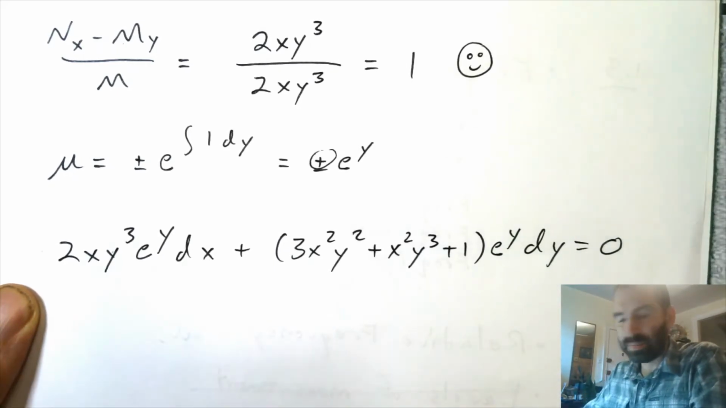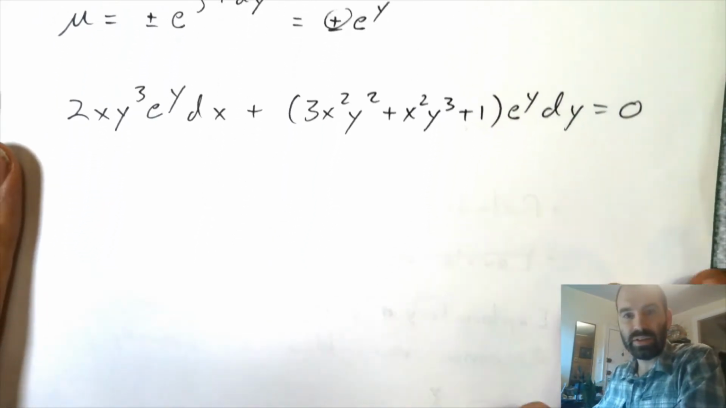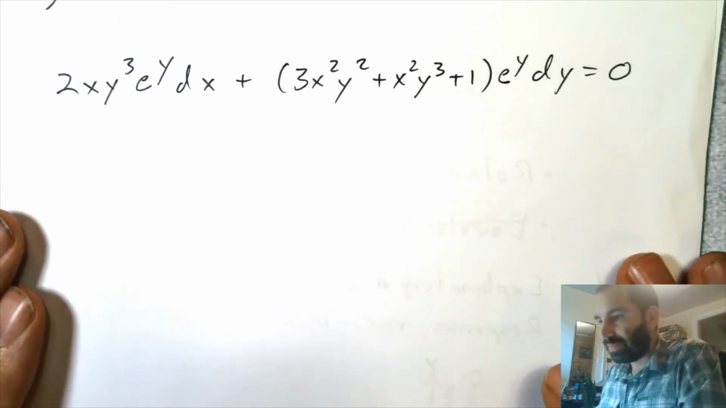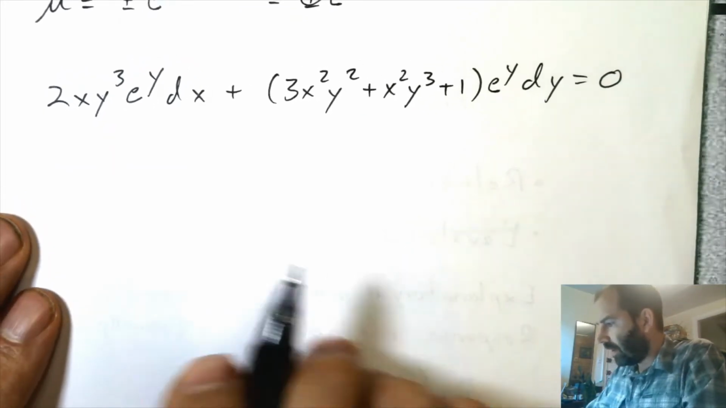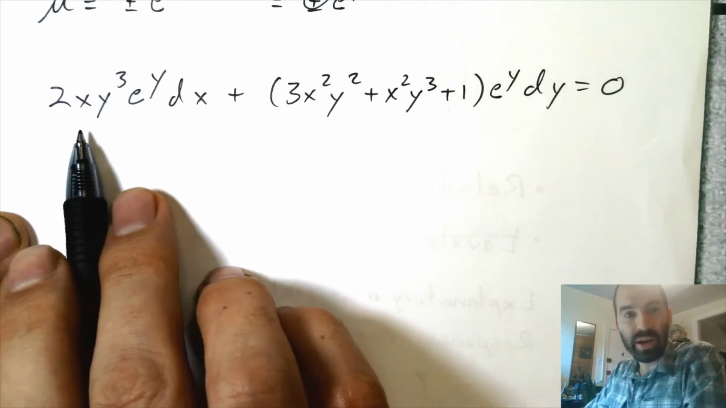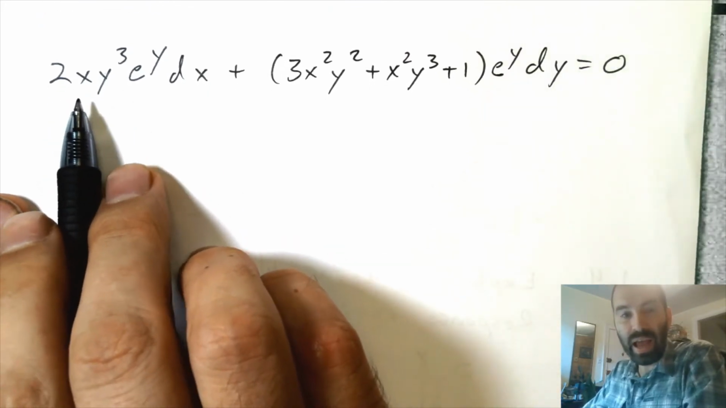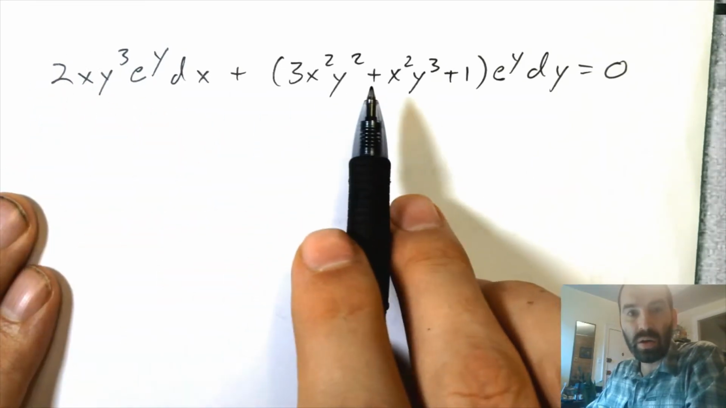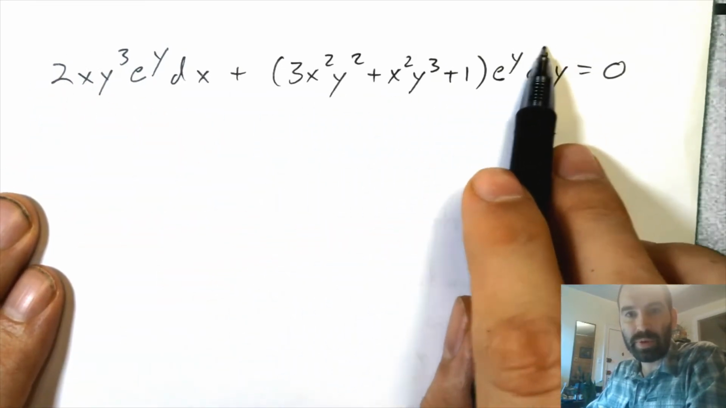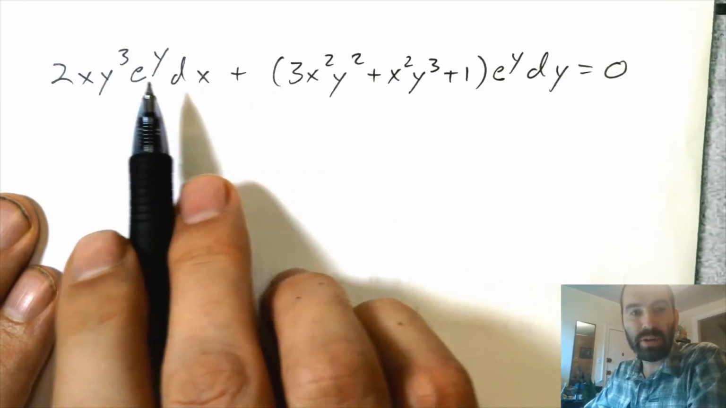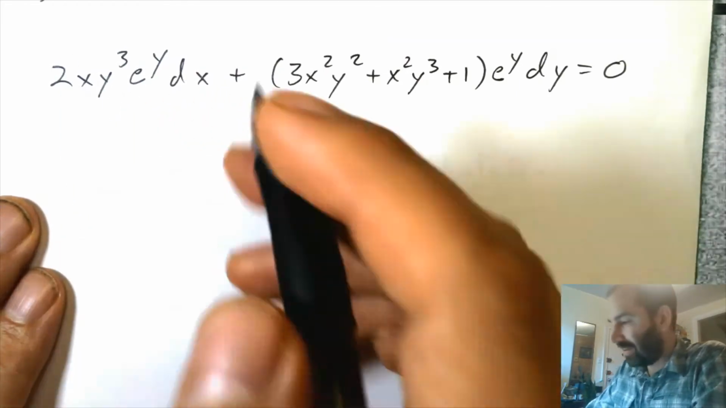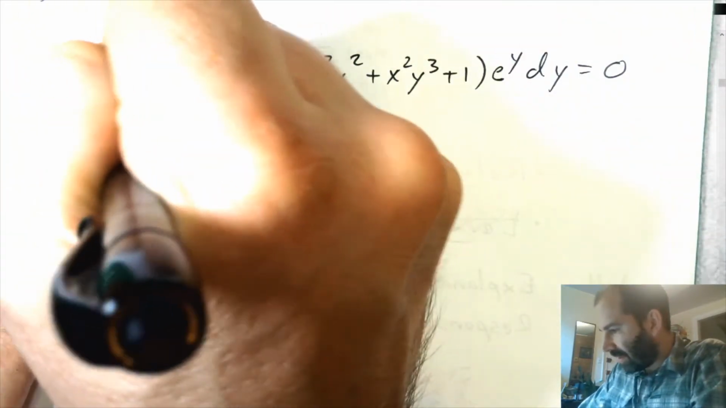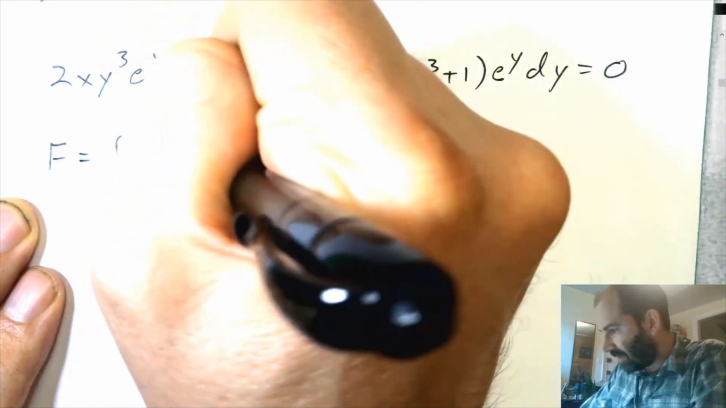Okay, we get this. And now let's see what we can do with this. If you notice, we need to find the function f by anti-differentiating this with respect to x and anti-differentiating this with respect to y. I don't know about you, but I'd rather do this one first. So f is going to be the antiderivative of this.